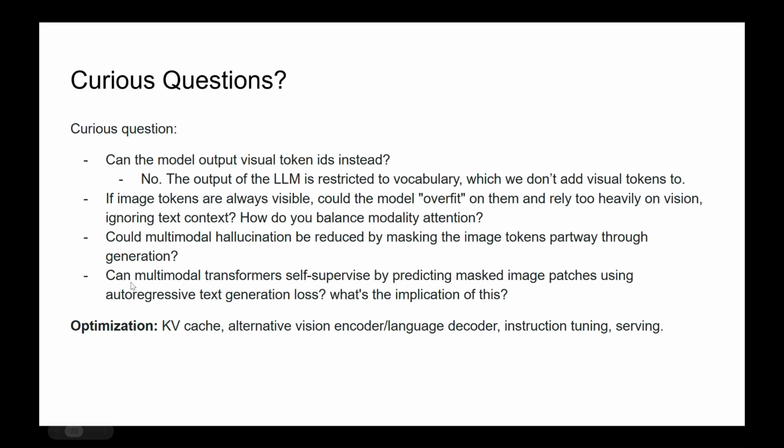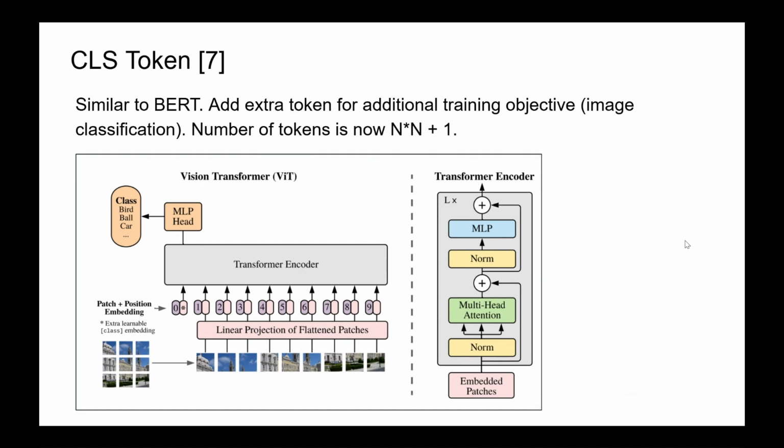And then the fourth one is, is it possible that you can make multimodal transformers self-supervised by predicting masked image patches using autoregressive text generation loss? If you don't understand what that means, here's what I mean. Remember that in the vision transformer, you will have a list of tokens, which is actually just one image patch.